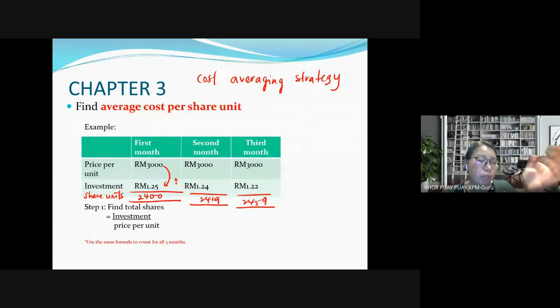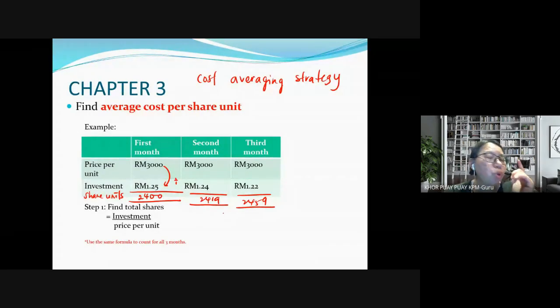All right, very good. So you already counted. First month, I buy this much. Second month, I buy this much. And third month, I buy this much. So overall, you are going to take all these share units, right? If I want to know overall for these 3 months how much is the average cost or the average price, in Malay we say purata, cost secara purata. Because you're buying at 3 different prices in 3 different months, you will need to know overall how much it actually costs.